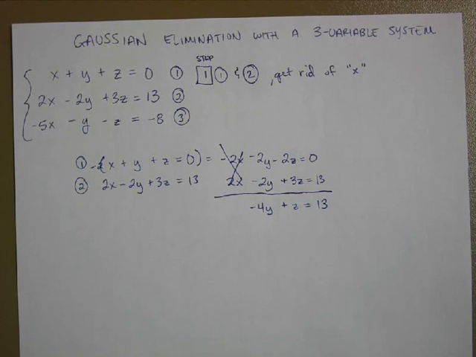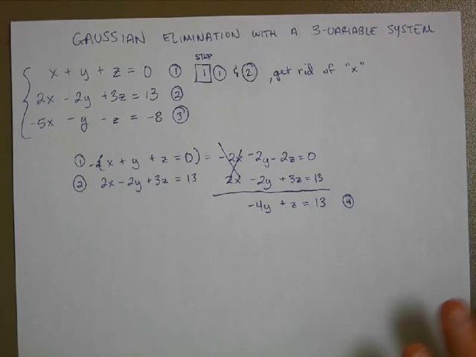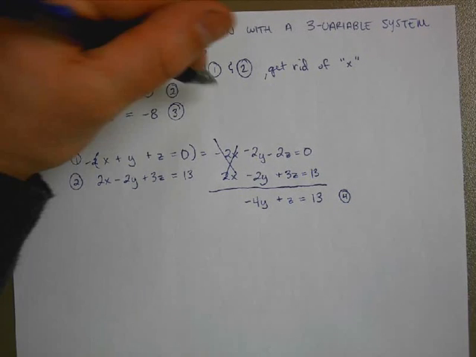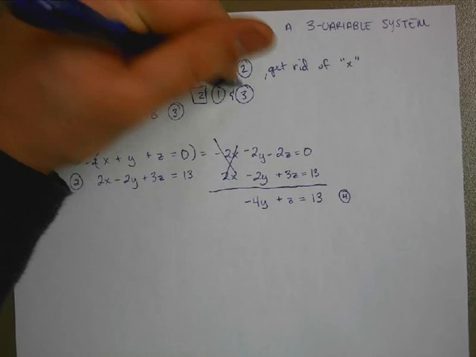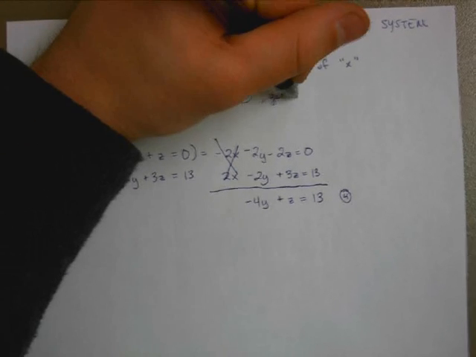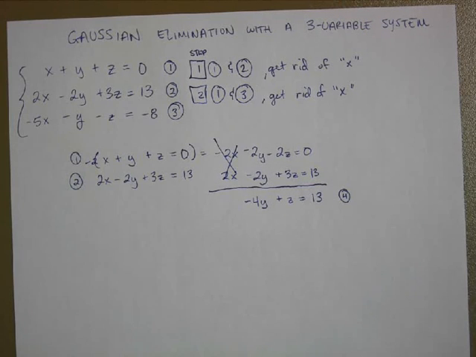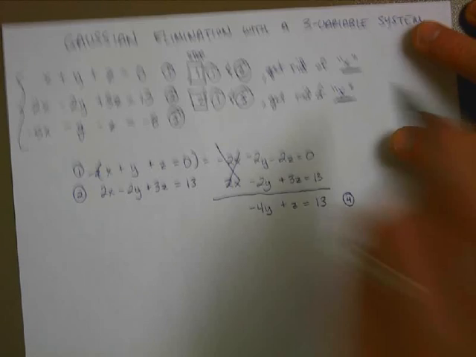Step one down. Okay, we're going to save this. In fact, we're going to call this equation 4 here. Next step, I need to then combine 1 and 3. Once again, I need to get rid of the x. The big idea is that I get rid of the same variable both times.